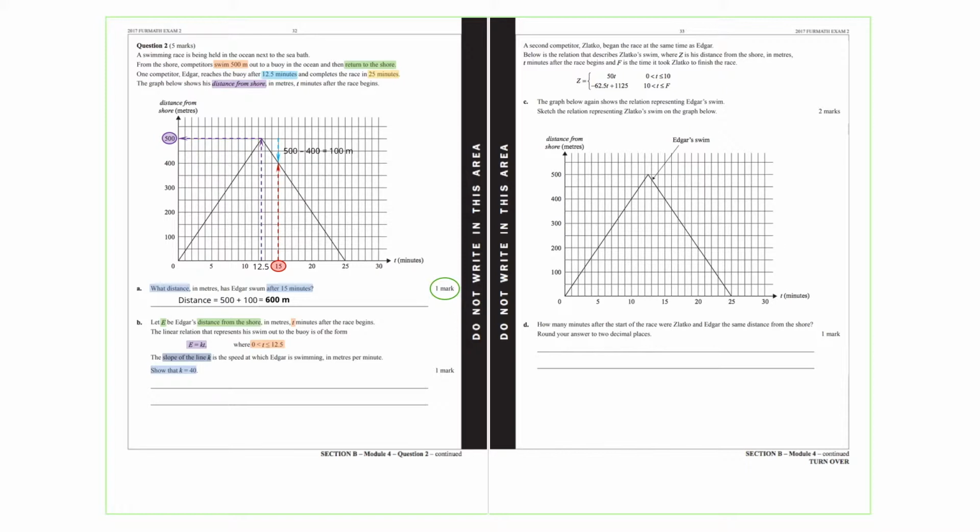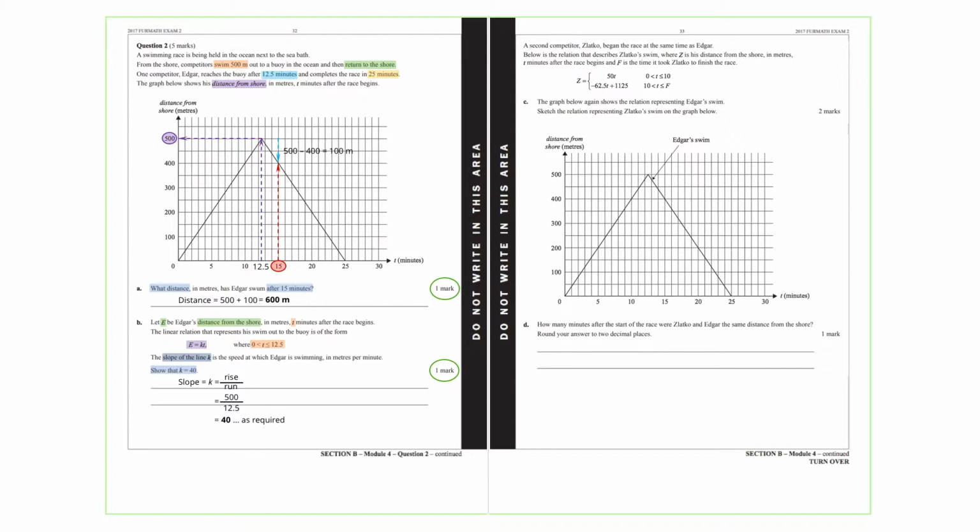The slope, K, is equal to rise over run, or distance over time. That is 500 divided by 12.5, which is equal to 40 as required. This question is worth 1 mark for the correct method, including the correct answer.